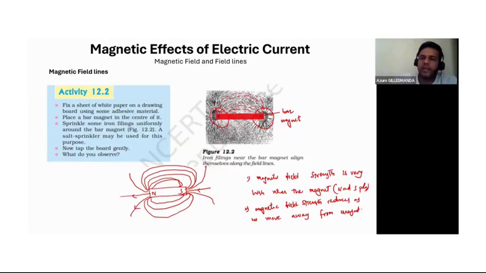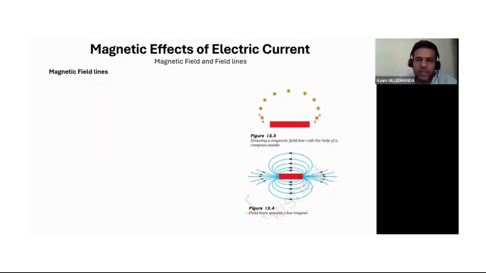So this experiment gives an idea how the magnetic field lines are formed surrounding a magnet. Okay. Next, in the next experiment, we will exactly draw how we can draw these magnetic field lines. Okay. So here, if you see to the right, I have two pictures here. So this is a bar magnet, and this is the shape of the magnetic lines.